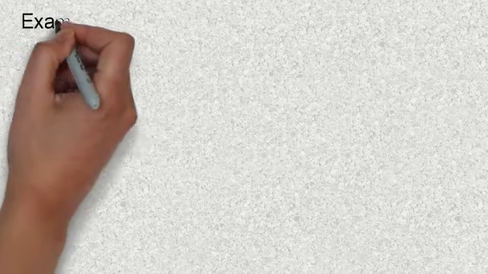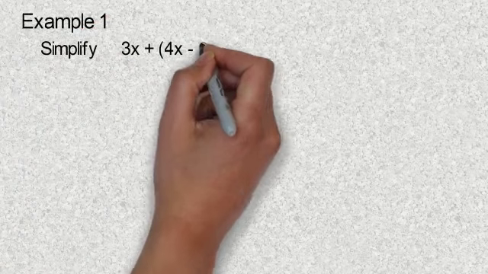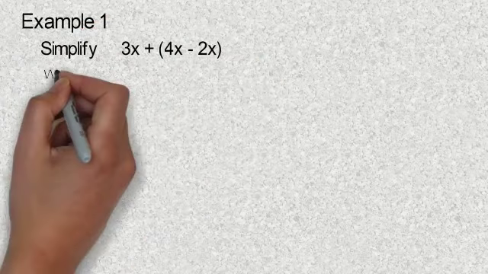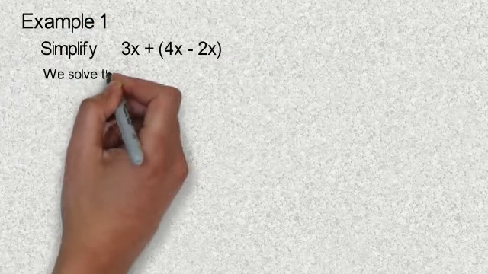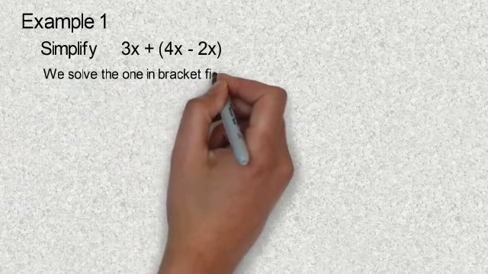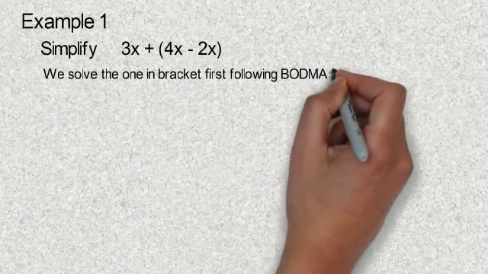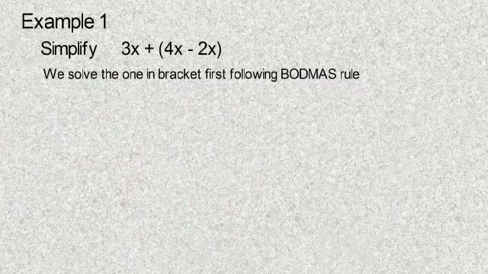So let us solve some examples. Example 1 says, simplify 3x plus bracket open 4x minus 2x bracket closed. So how do we solve this?